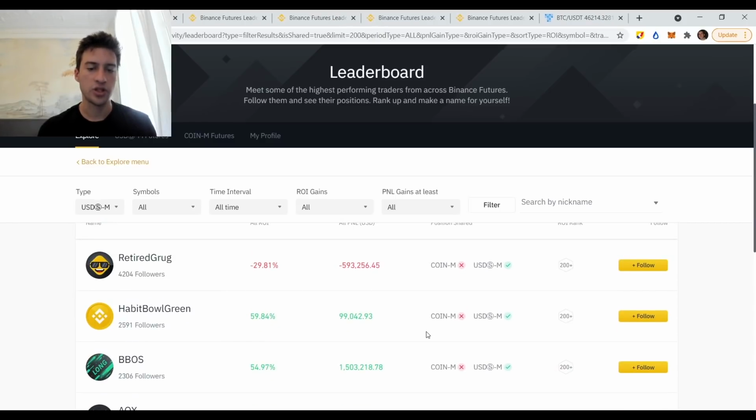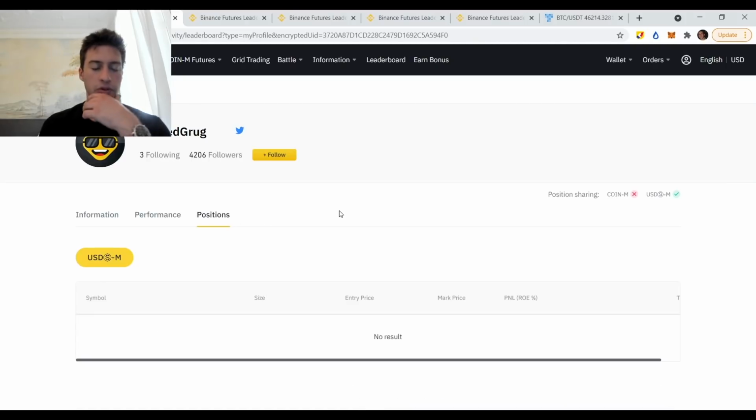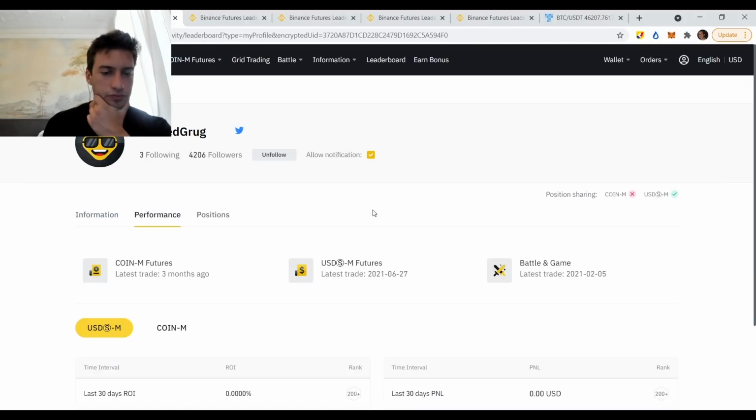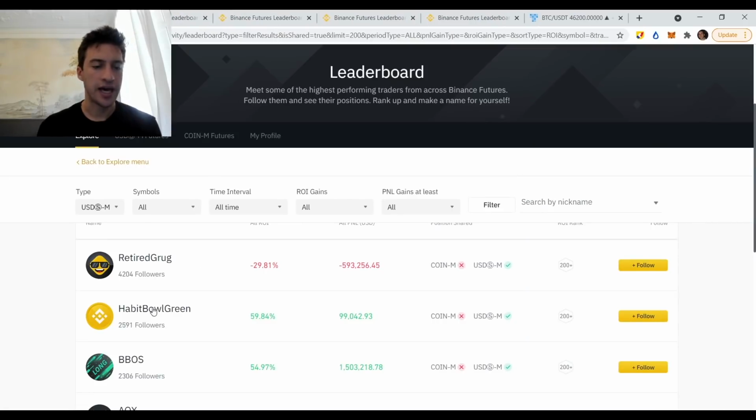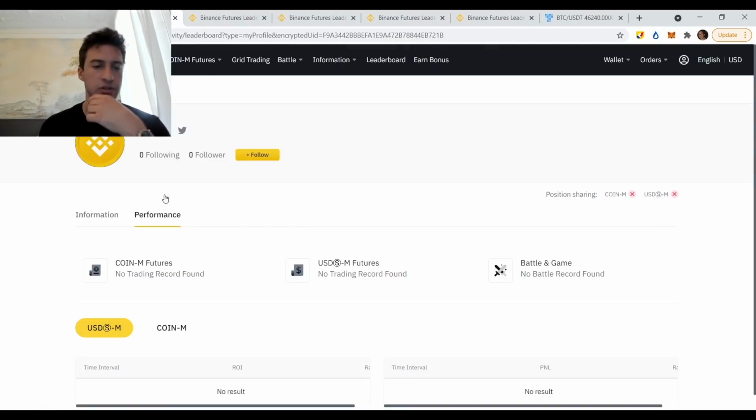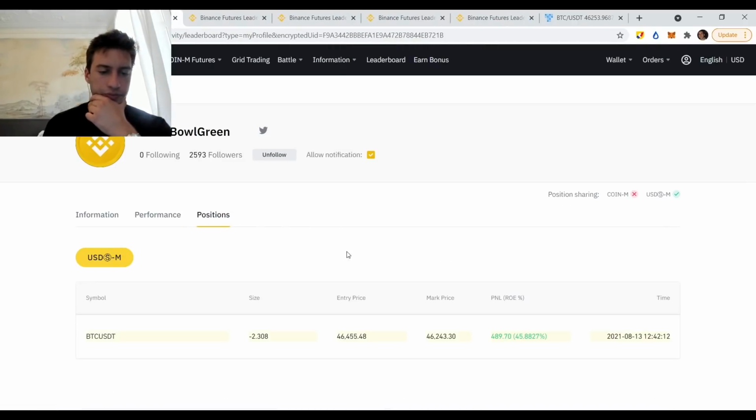this person has a position on right now. Let's go check. So right now they do not have a position on. It doesn't really look like they've traded in a long while either. Let's look at Habit Bull Green. Let's see if this person is in a position. Oh, this person shorted 2.3 Bitcoin at a price of 46,455 at 12:42. So they had just shorted.